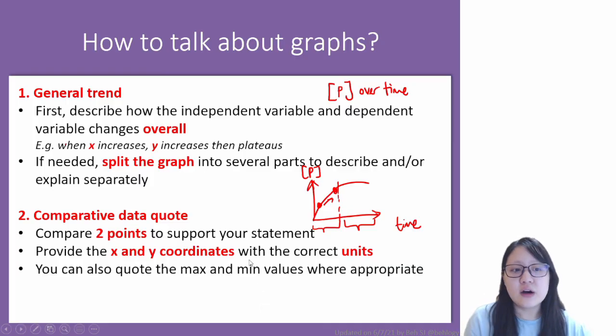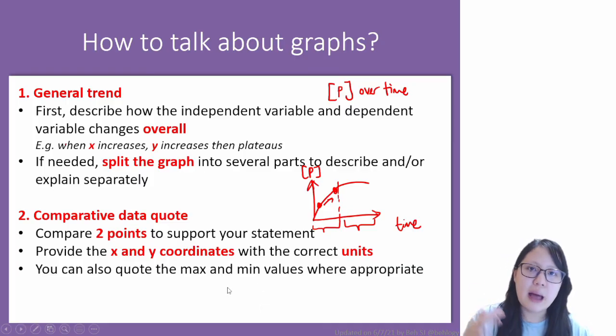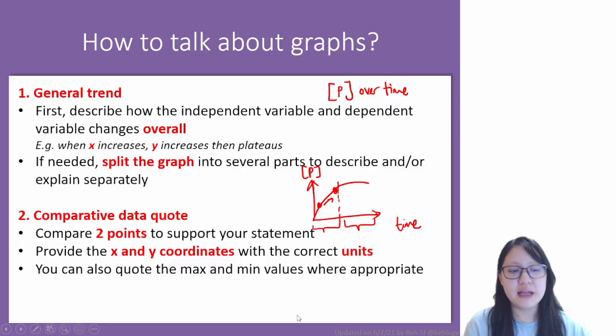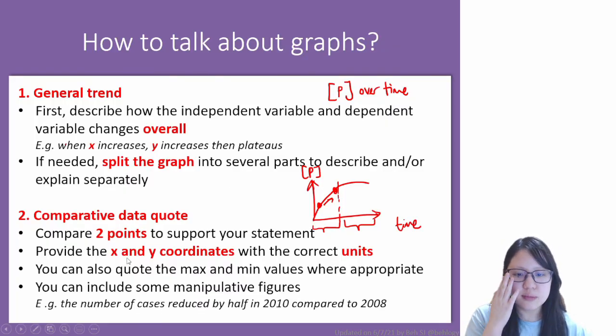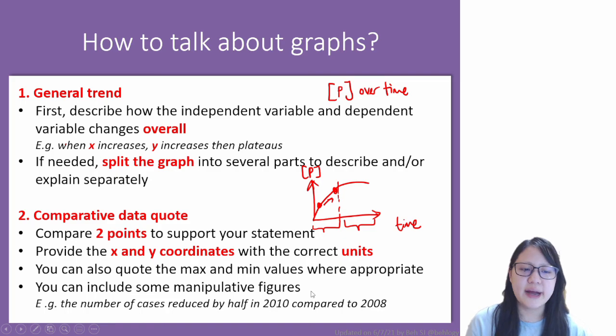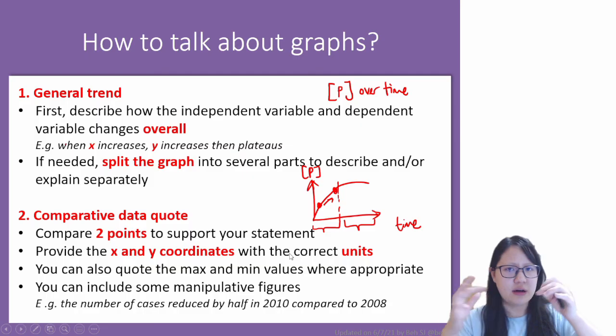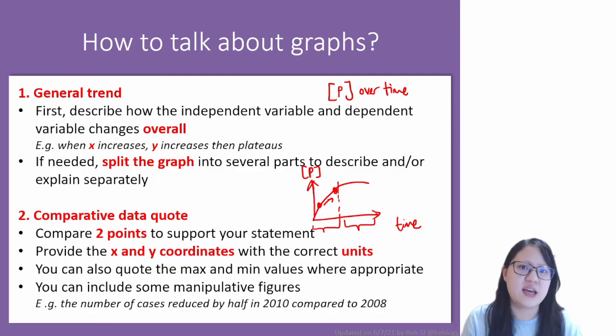Now, in some graphs, they have maximum and minimum values. So maybe a graph that goes like this, right? You can quote the maximum value if it's meaningful and appropriate. You can also include some manipulated figures, but I don't recommend this as much. For example, you can say the number of cases reduced by half in 2010 compared to 2008. So you actually do some calculation and come up with a smart way of saying things, but there's usually not a lot of marks for that. What you want is a general trend and a comparative data quote.